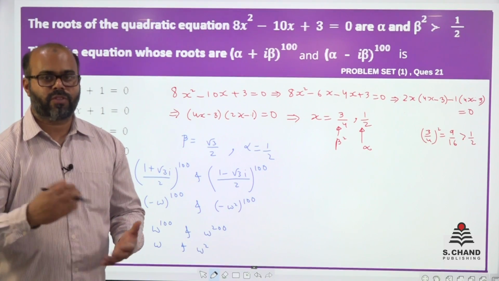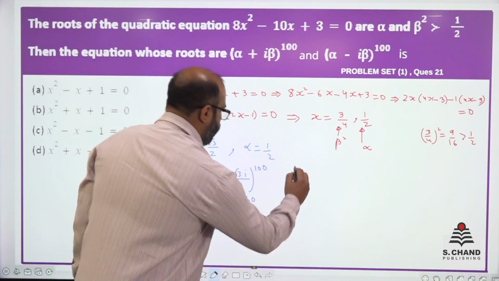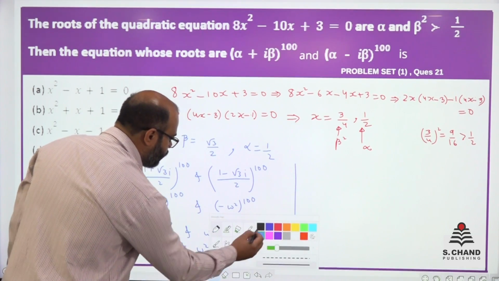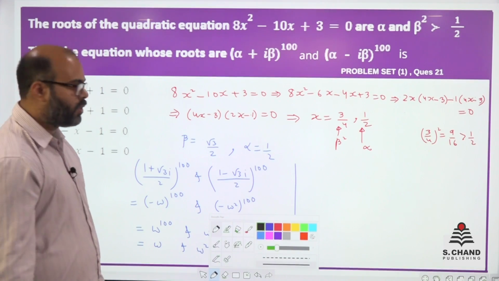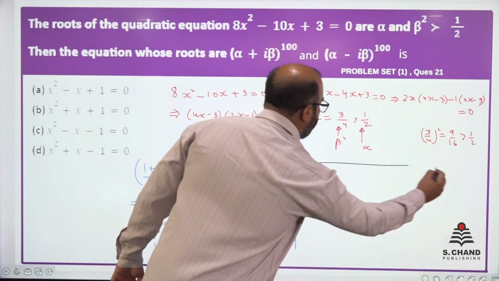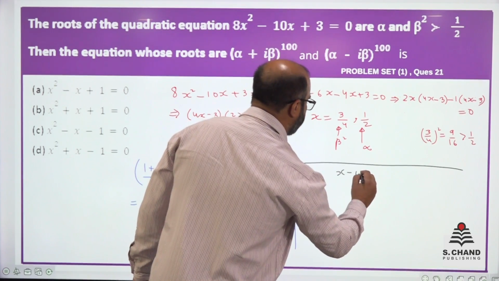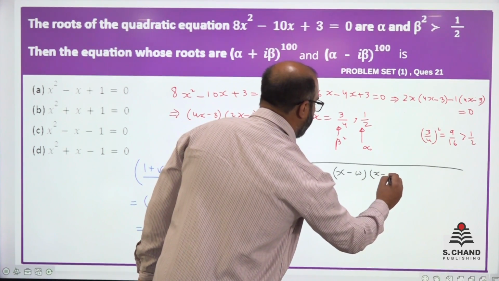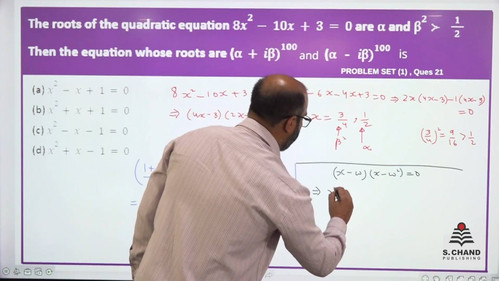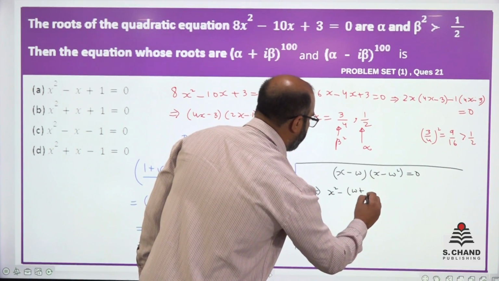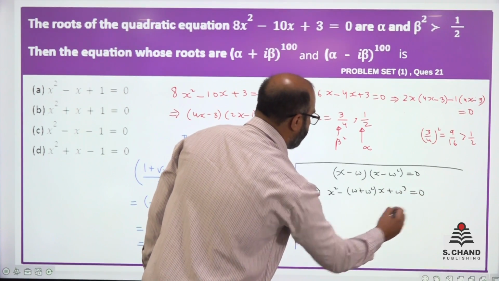So any multiple of 3 to the power of omega is 1. So finally, when we want to write the equation with roots omega and omega square, you need not solve it. Even if you solve it, you will get the answer. x minus omega into x minus omega square is equal to 0. This will give you x square minus (omega plus omega square) into x plus omega cube is equal to 0.